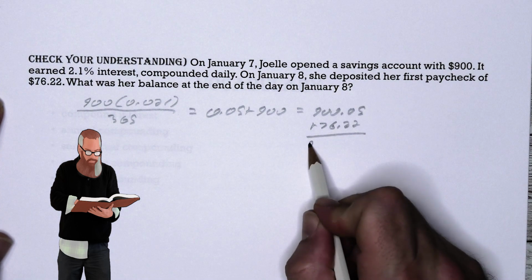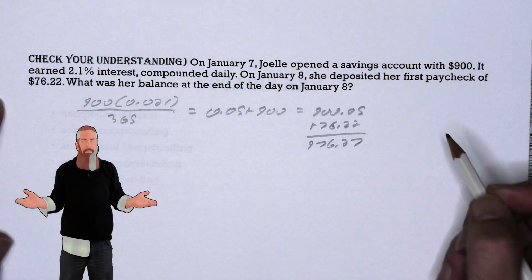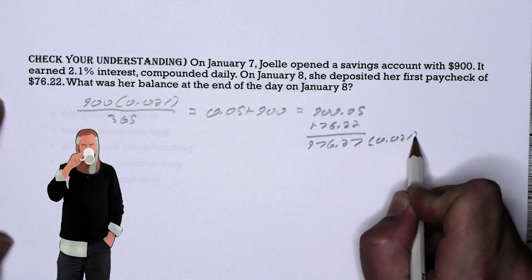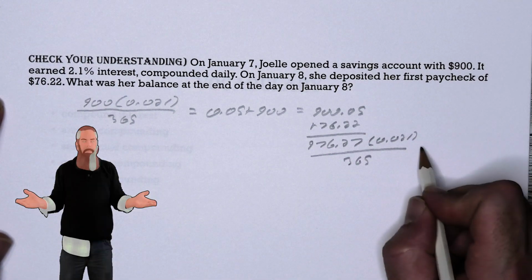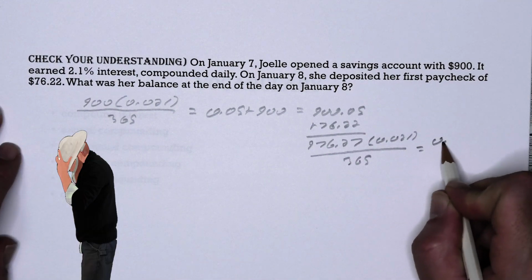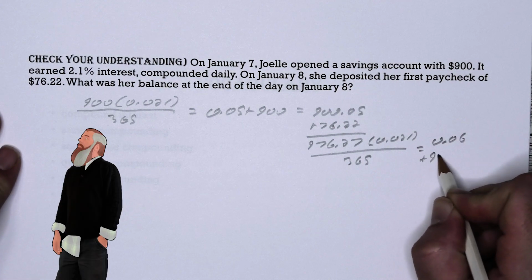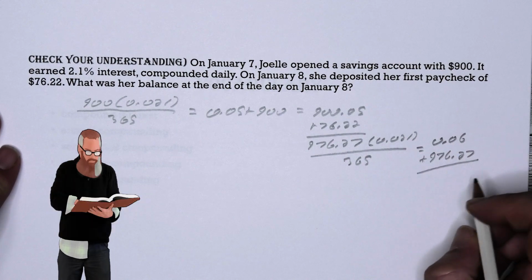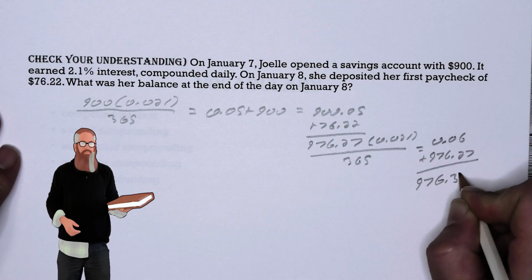But she then deposited her check of $76.22, giving her $976.27. Multiplying that by her interest rate of 2.1% and dividing it by 365 because it was daily means she earned 6 cents interest on that second day. Adding to that the $976.27 she started the day with, she gets to end with $976.33.